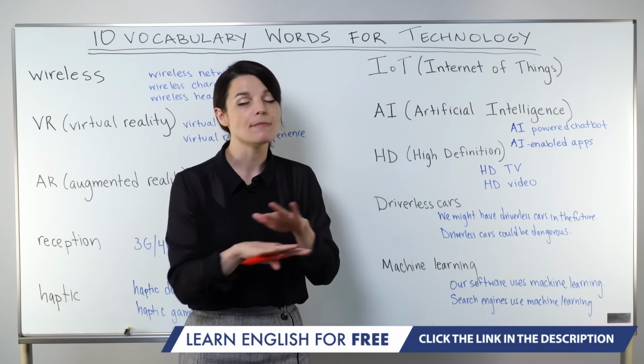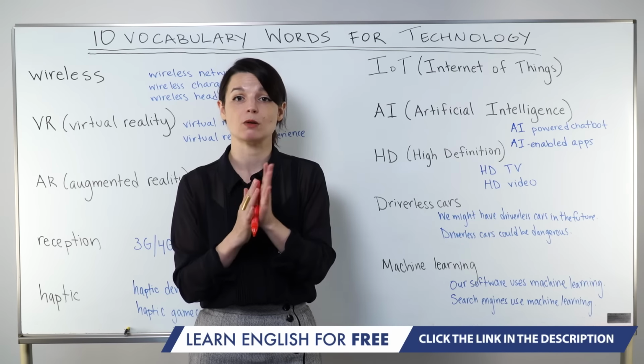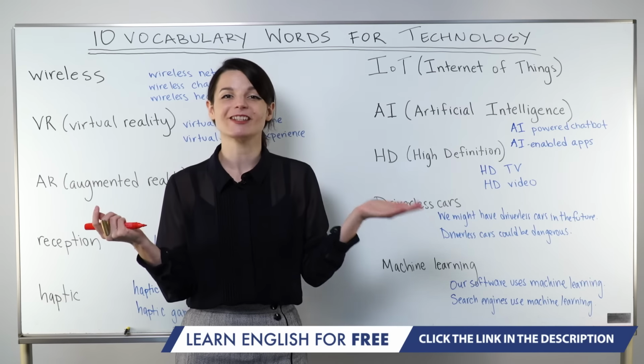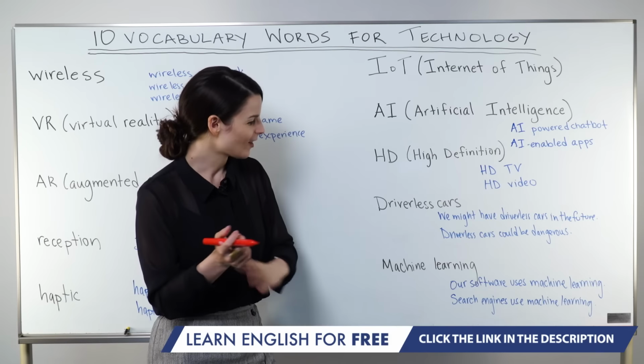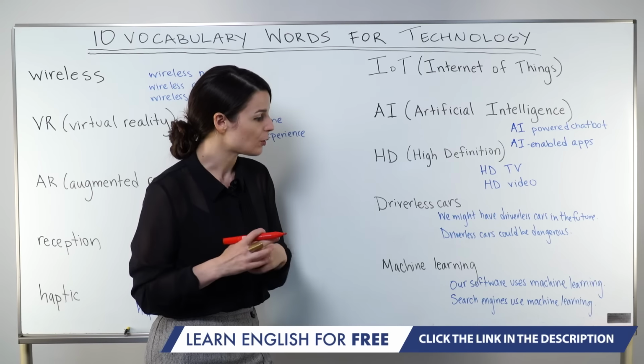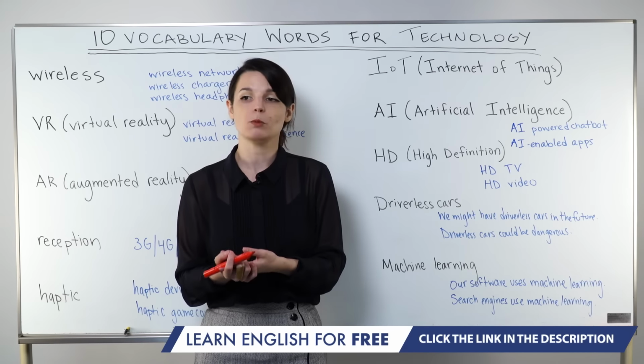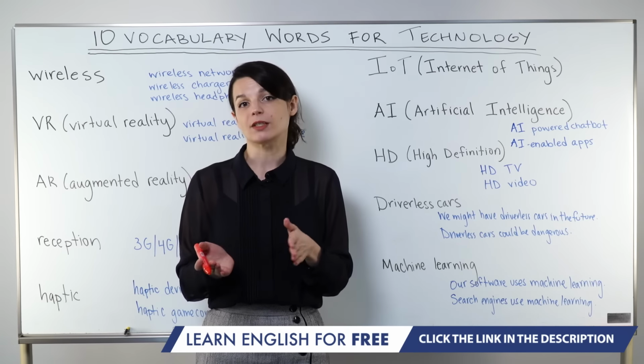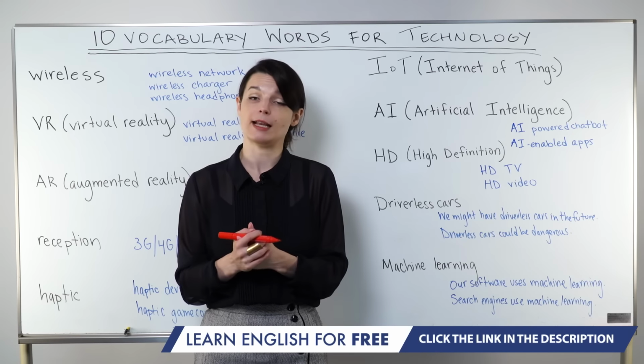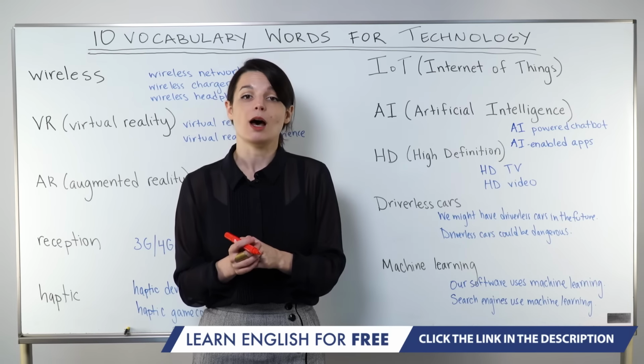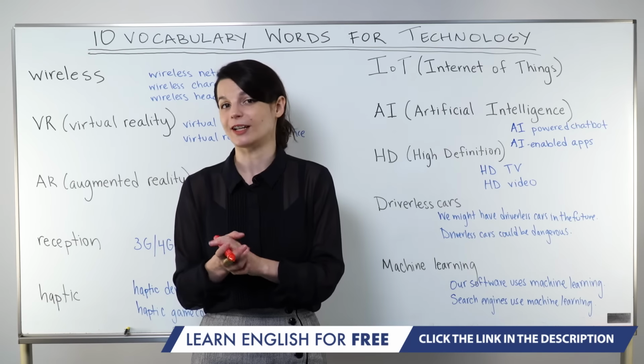So machine learning is used to give efficient or good results for a specific goal. There are many, many different ways that we use machine learning. Search engines are one way of doing that. Another example, our software uses machine learning. You can use this to achieve a specific goal. Maybe you need to do data analysis or something like that. Perhaps you have a machine learning way to do that.